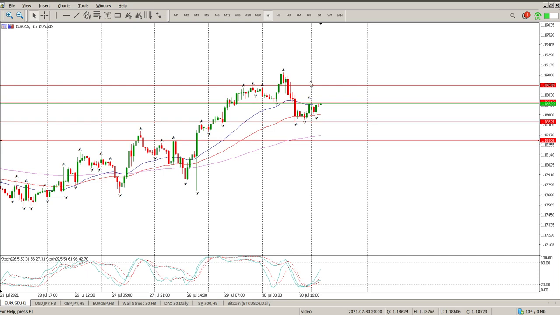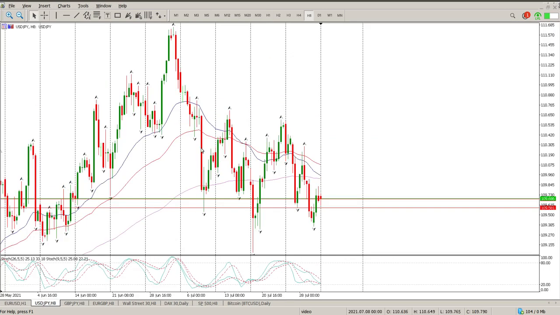So at the moment we are ranging. We need a break and retest of one of those two levels before I start looking at that.